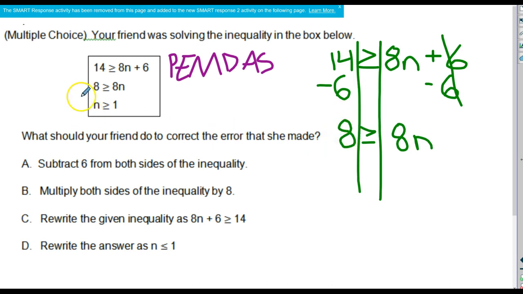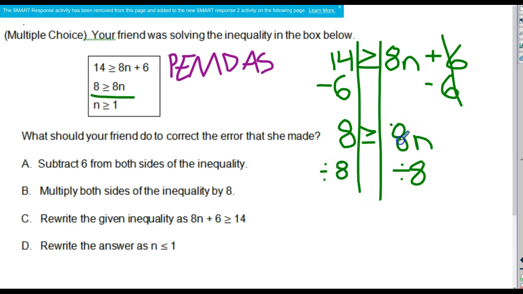So real quick, just to check in, 8 is greater than or equal to 8n. That's the same thing I have so far, so my friend has not made a mistake yet. Let me keep on going. If I have 8n and I want to get n alone, I need to use inverse operations. That's 8 times n, so I'm going to divide by 8, and I'm going to do that on both sides of my inequality.